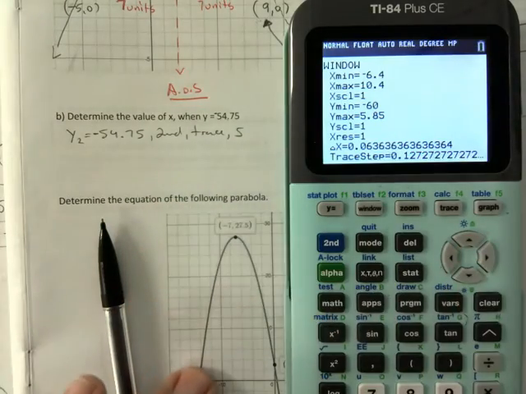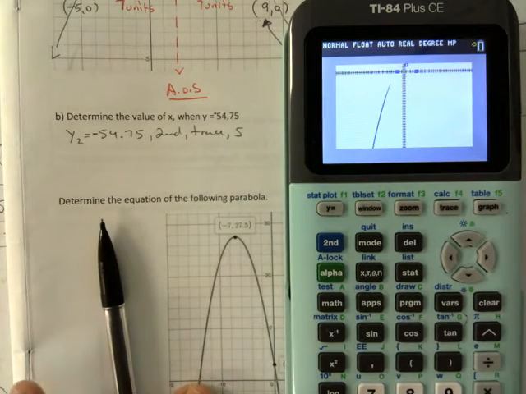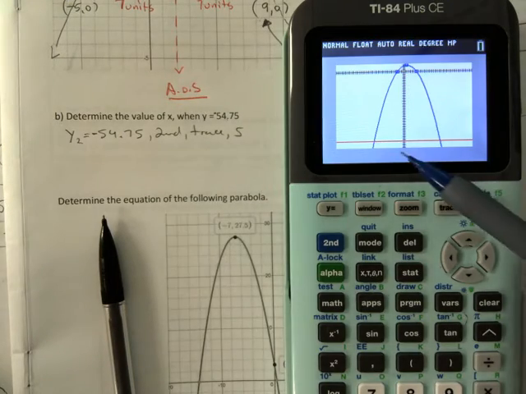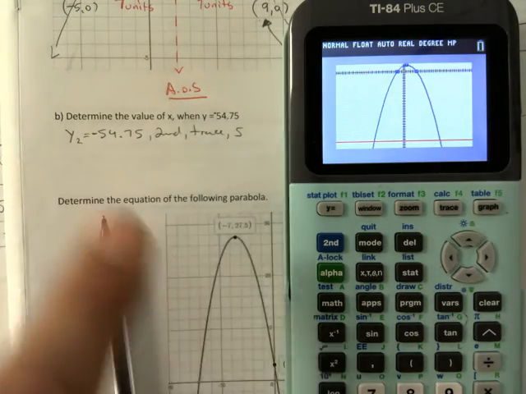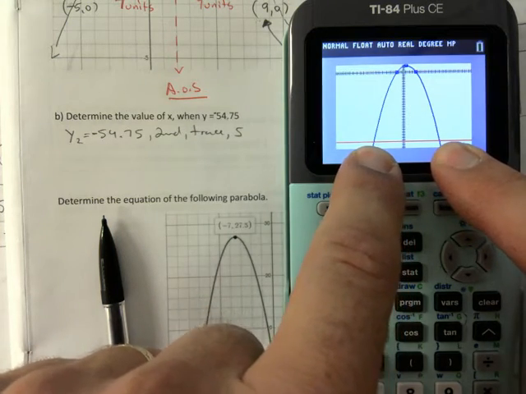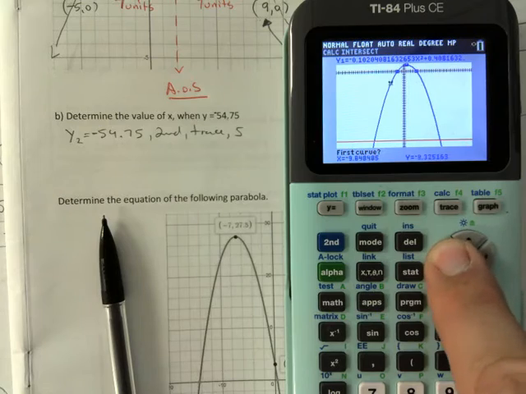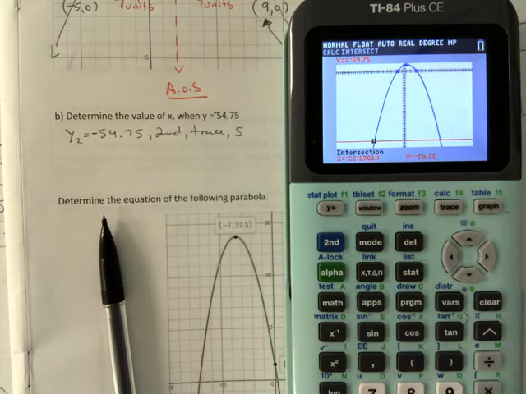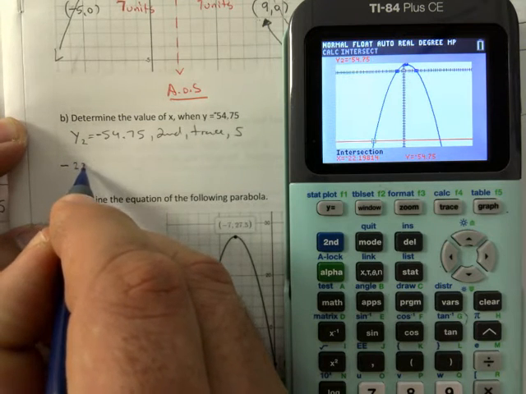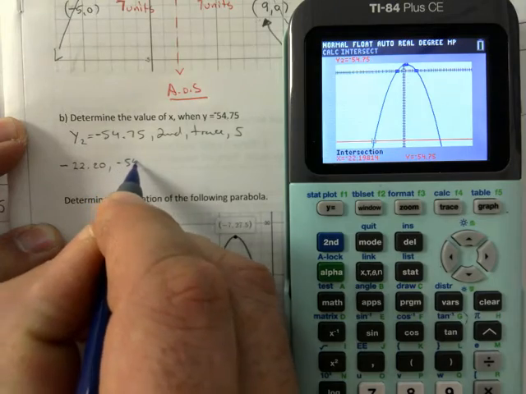Let's see how I do this. I went a little overkill, but it's fine. I can see that it's working. So you notice that there are actually two instances where that happens, right? So you need to find them both. So second trace 5, go to the left side, enter, enter, enter. It's negative 22.20, negative 5475.